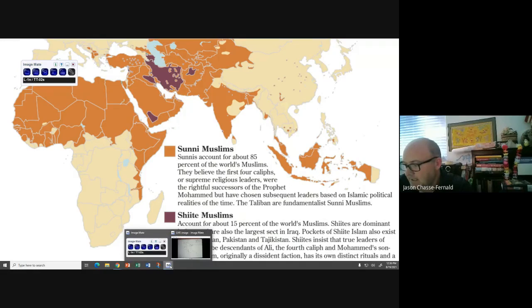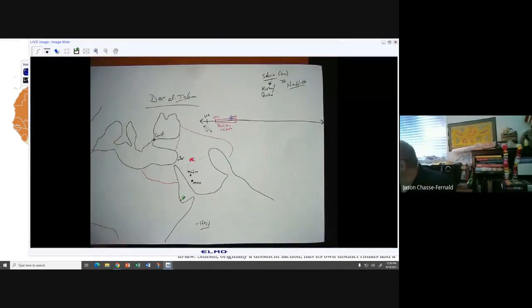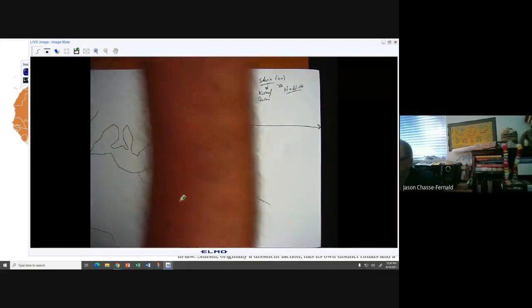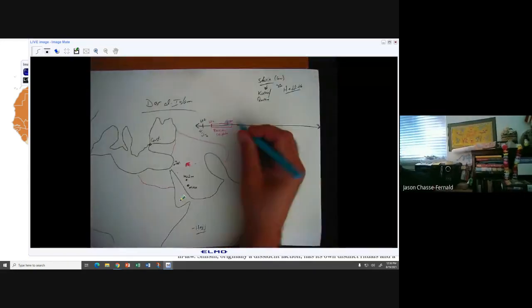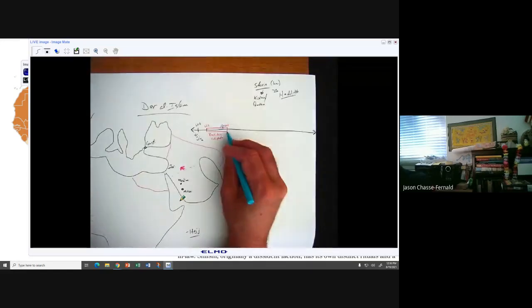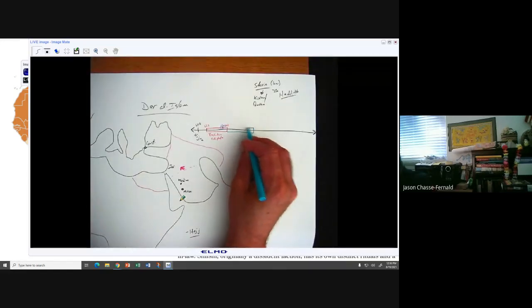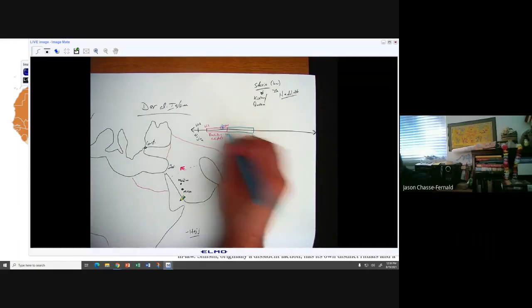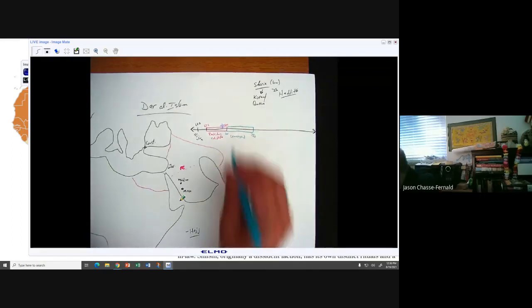All right, let me go back to my map here. Following the death of Ali, we have a transition taking place, and we stop with elections, and a hereditary monarchy becomes the norm. So from 661 up until 750, this is the Umayyad, the Umayyad Caliphate.